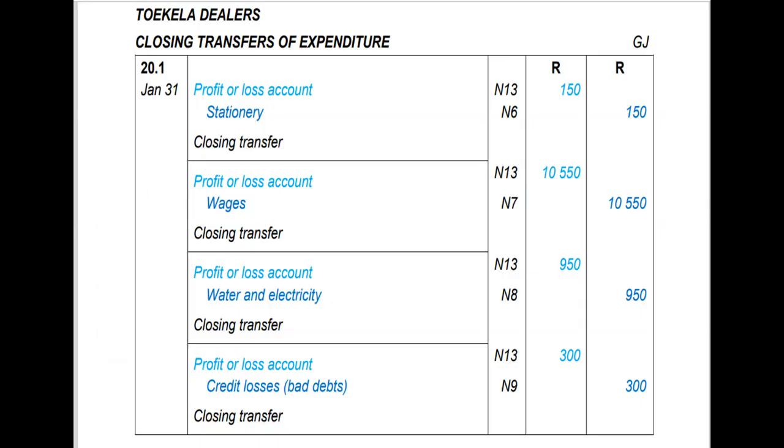Here, let's start with your closing transfers of expenditure. Which means we are zeroing out all the expense accounts. So how do we zero an expense account? The expenses need to be credited, and what are you going to debit? Your profit or loss account. That's why you're going to credit your stationery, your wages, your water and electricity, your credit losses. But what do you debit? You are debiting your profit or loss account in all these expenses, so that you make sure these expenses are sitting at zero, have been zeroed out. There is no balance carried down.